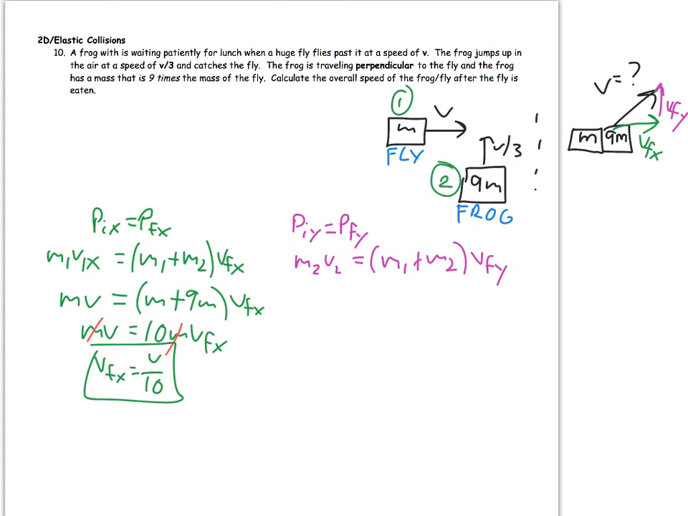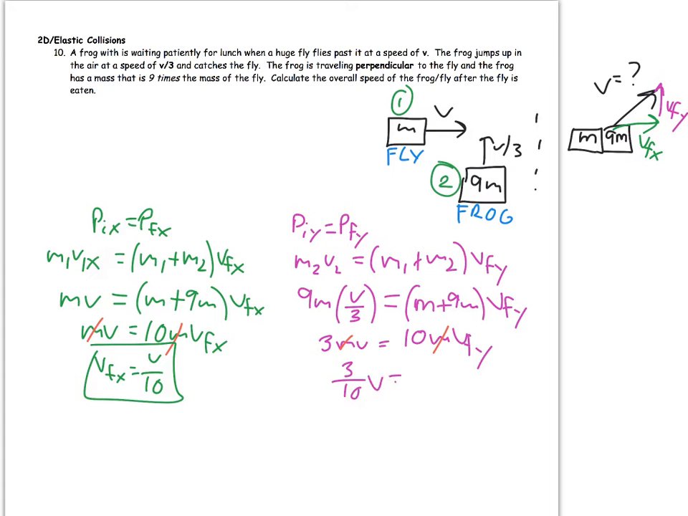We can plug in the things we know, so we have 9m times the velocity of the frog, which is v over 3. That's going to be equal to m plus 9m times v final in the y direction. We can simplify this sum, and so we end up getting 3mv equals 10mvfy. The m's cancel out here, and we end up getting our final y velocity is going to be 3/10 v.